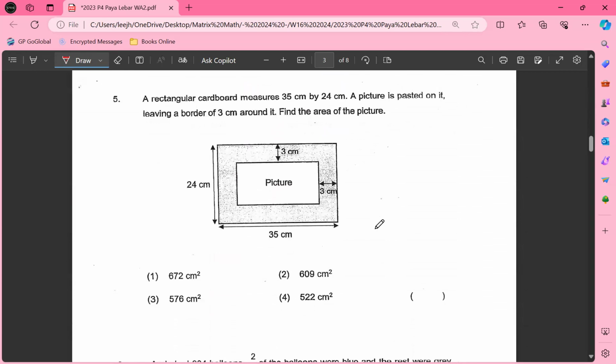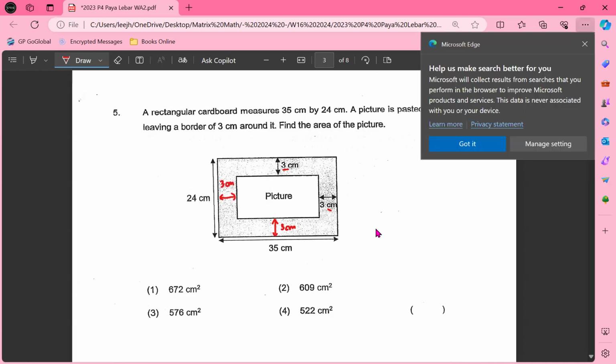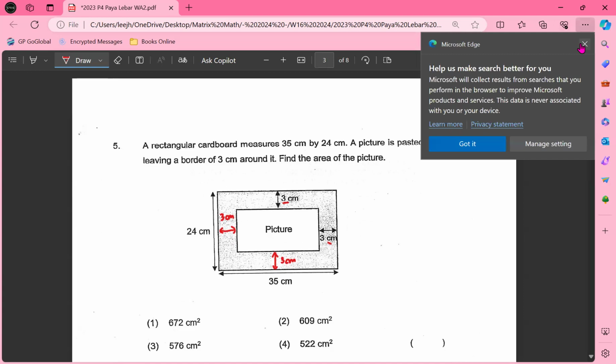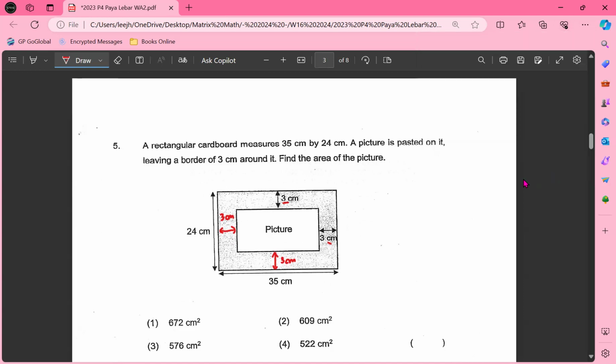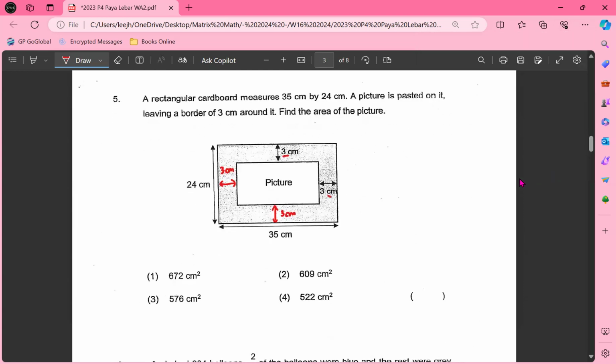A rectangular cardboard measures 35 cm by 24 cm. A picture is pasted on it. So the picture is in the middle. So I want to know, leaving a border of 3 cm around it. So this border is actually a 3 cm gap. Here also a 3 cm. And over here is also a 3 cm border. So all around is 3 cm. Okay. So what I want to do is find the area of the picture. So I just want to find the one inside here.